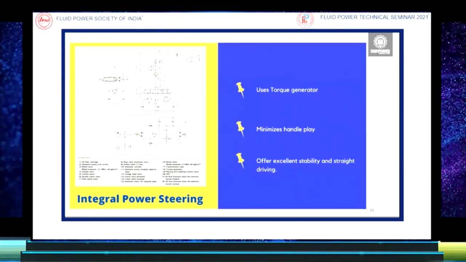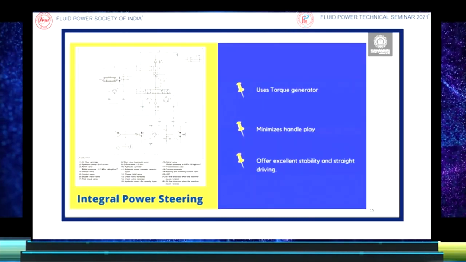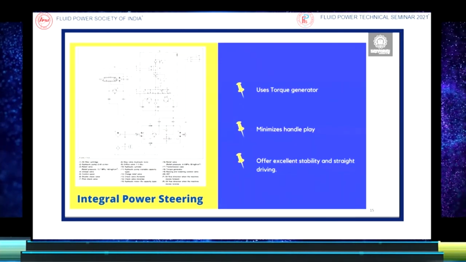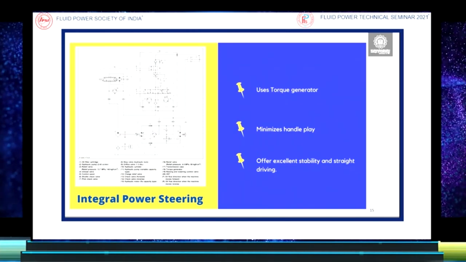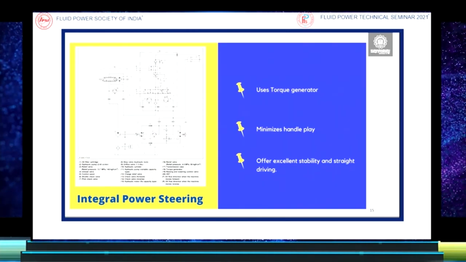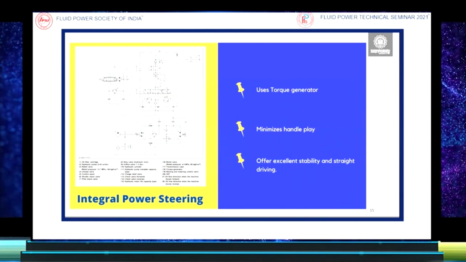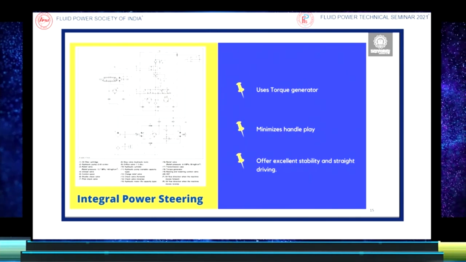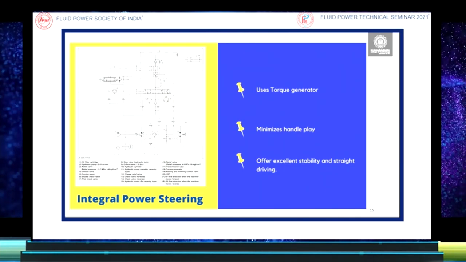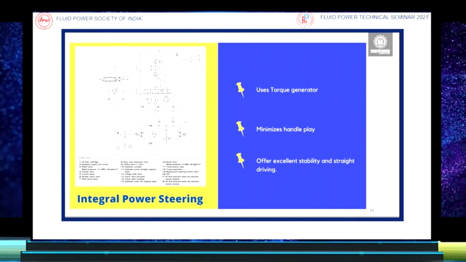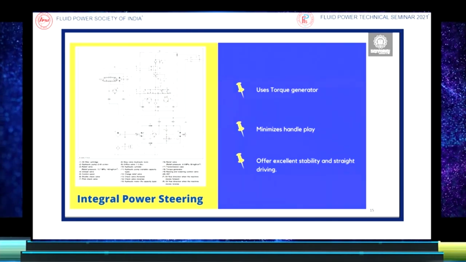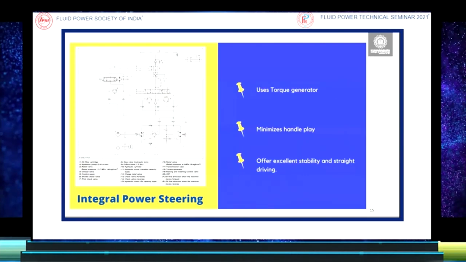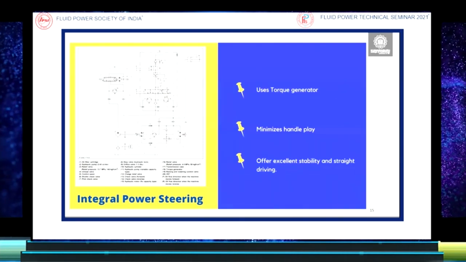So this is the integral power steering system of a Kubota transplanter, where it uses a torque generator. The reason for the torque generator is that it reduces the handle play. Since the terrain is full of mud, the wheel itself has a different shape, not like conventional tires. We cannot have conventional tires because the torque required would be very high, and once the soil is disturbed, the paddy may not grow. These are some of the challenges in front of us.